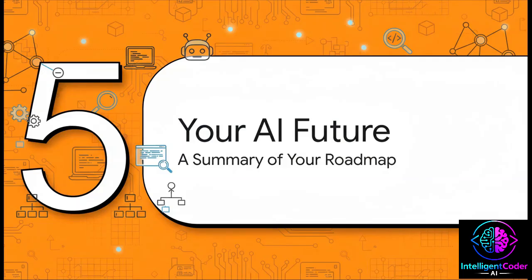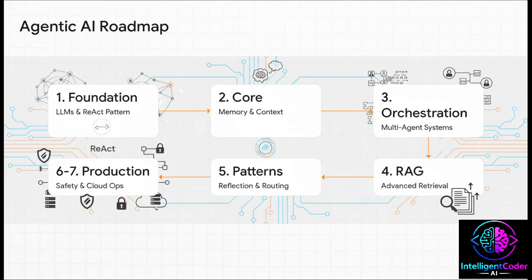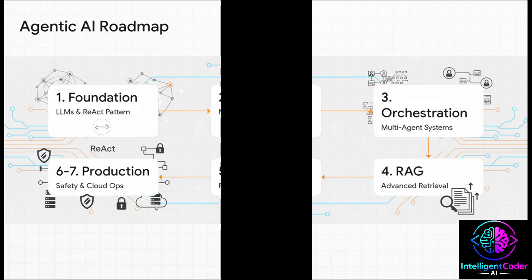Whew, okay, that was a lot, I know. So let's just do a super quick flyby of the whole roadmap one more time to make sure it all sticks. And there it is, the whole 7-step roadmap. You start with the fundamentals, the LLMs and ReAct pattern. Then you add the core components, memory and context. You level up with orchestration using tools like LangGraph. You master advanced data retrieval with RAG, and then you start using expert-level design patterns. And finally, you wrap it all up with a focus on safety, evaluation, and getting it all running in production. This is it. This is how you go from a script on your laptop to a real-world application.